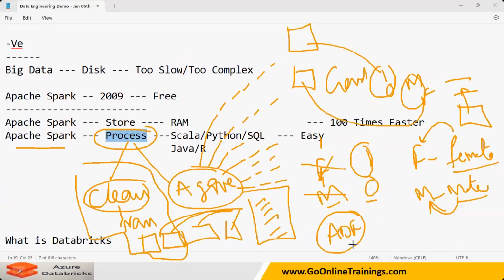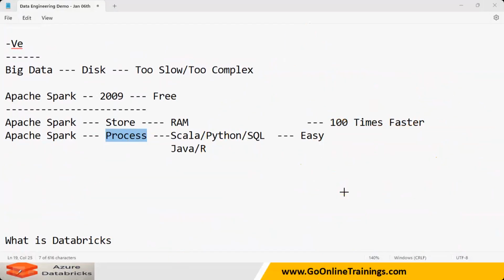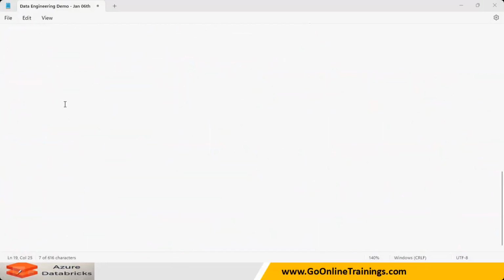So what is Azure Data Factory going to be doing? Azure Data Factory is going to be getting the data from different places. ADF is going to be an ETL. ETL means what? It is going to be extracting the data, transforming the data, loading the data.